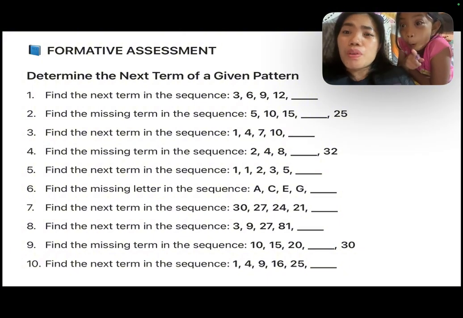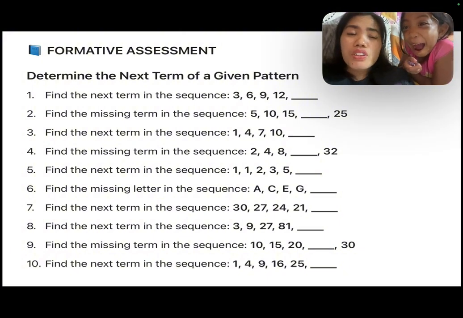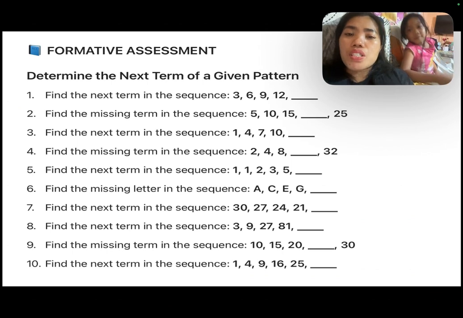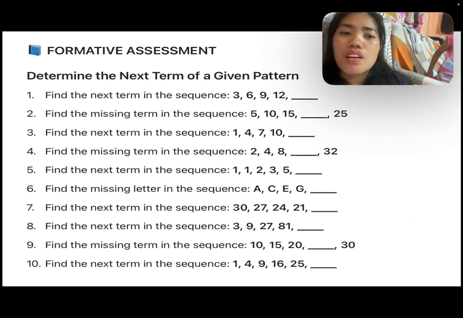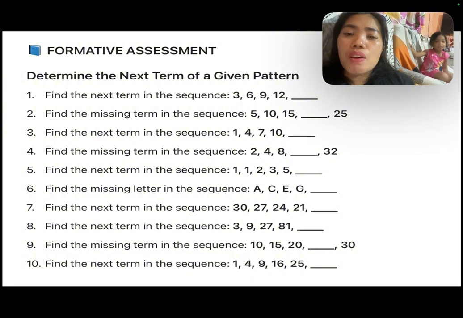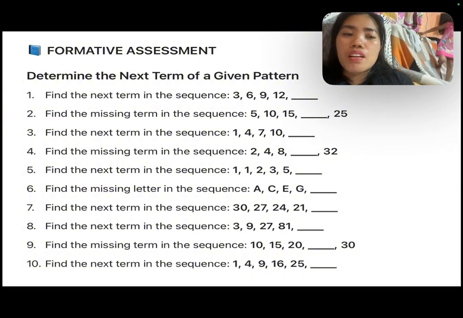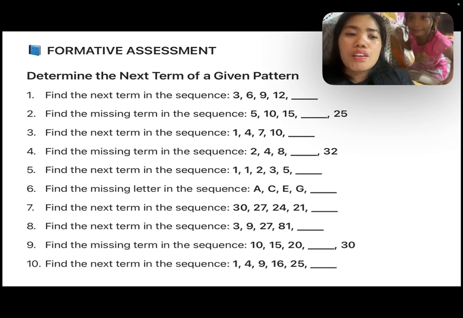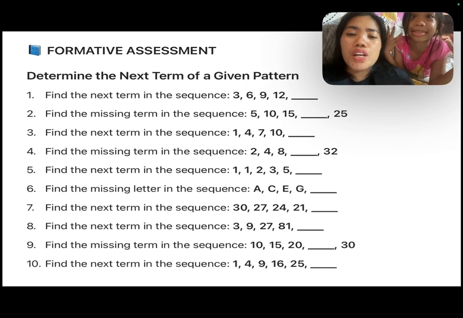I'm going to let you answer this in your notebook. Show the pattern, the rule, the strategy, or your solution. Determine the next term of a given pattern. Number 1, find the next term in the sequence 3, 6, 9, 12, blank. Number 2, find the missing term in the sequence 5, 10, 15, blank, 25. Number 3, find the next term in the sequence 1, 4, 7, 10, blank. Number 4, find the missing term in the sequence 2, 4, 8, blank, 32.